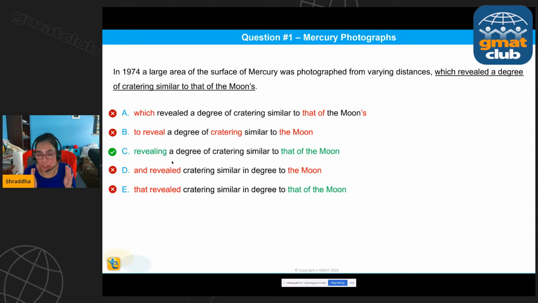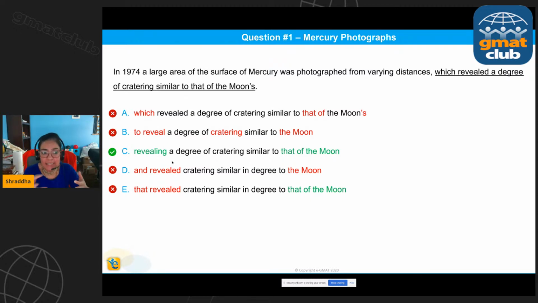Again, if we look at the first part of the sentence, it says that a large area of the surface of Mercury was photographed from varying distances. And then the information that we get through the usage of the comma plus verb-ing modifier here is presenting some information that is related to my preceding action, right? So here we have that generic description of the preceding action or of the modified action.